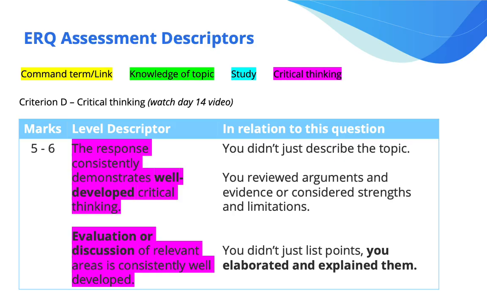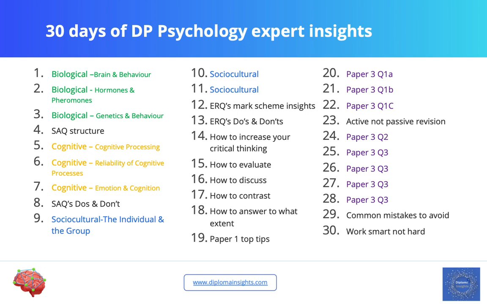And criterion D is normally the lowest scoring criterion for students. This is because they're not sure what we mean by critical thinking. And often students are just listing lots of different ideas and not taking time to actually develop them and explain them. So rather than just list a lot of different strengths or limitations, we need to actually take time and explain and develop our critical thinking points. This will be looked at in more detail in our day 14 video.